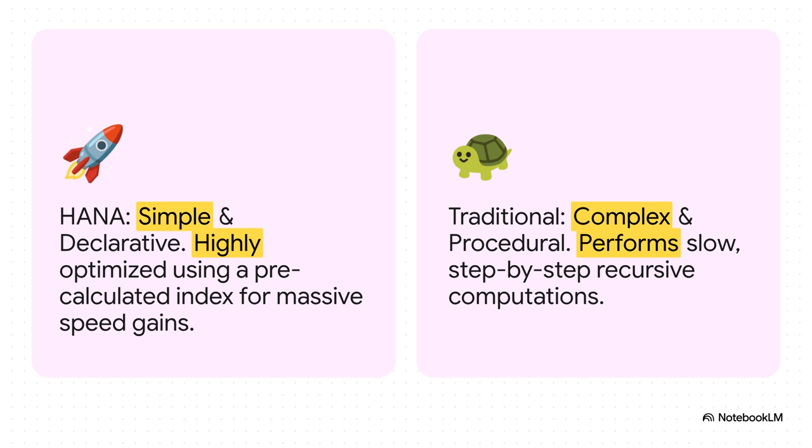On the right is the old way, often with these recursive expressions where you have to write all this complex code to tell the database how to do the work, step by painful step. The HANA way is hyper-optimized using that pre-calculated index, while the old way is just slow and expensive. And it all comes back to this.